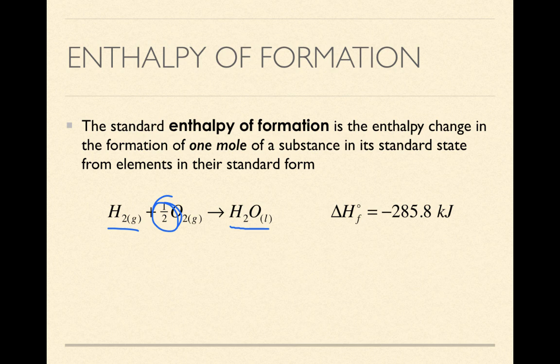So there are certain circumstances where we don't always balance a reaction with whole numbers. This is one of those times. And here we see a delta H of formation. Notice we've got that little f there, and that's equal to negative 285.8 kilojoules. That would normally be per mole. Kilojoules per mole indicates we have 1 mole of water.